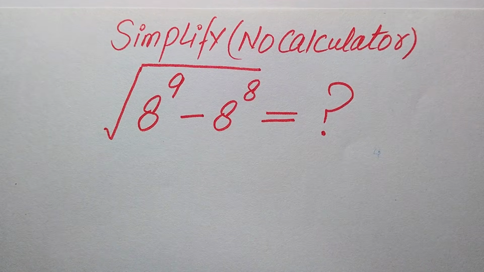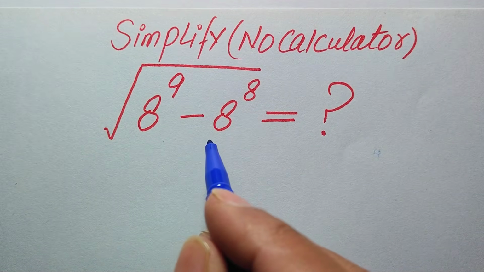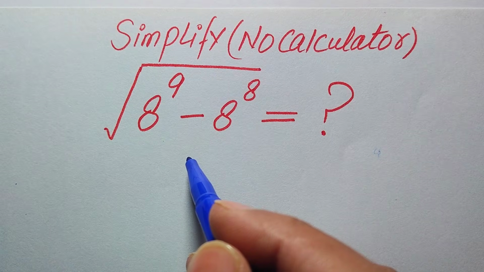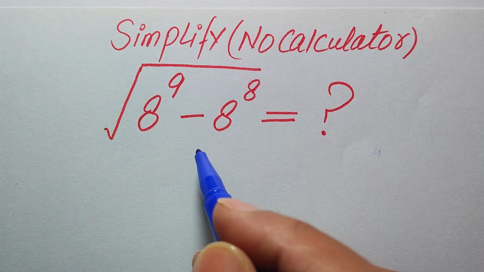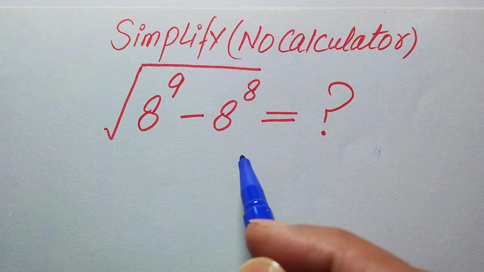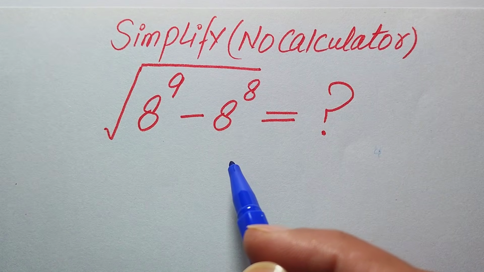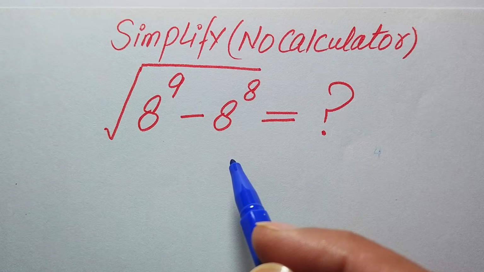So here we have the square root of 8 to the power of 9 minus 8 to the power of 8. We need to write this algebraic expression in simplified form. But remember one thing: a calculator is not allowed in this problem. This means we need to show all of the working on paper without using the calculator. Okay, so I can do all these steps here.